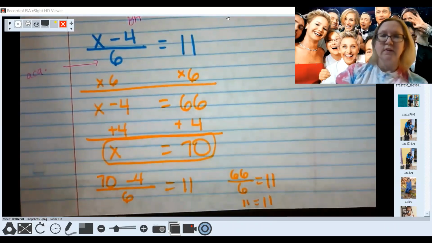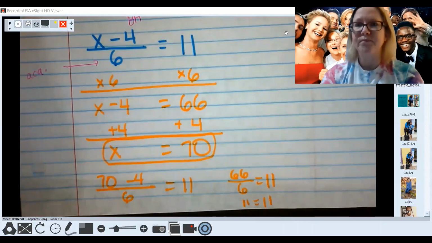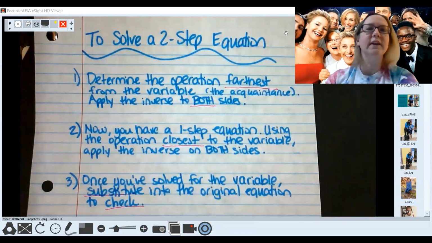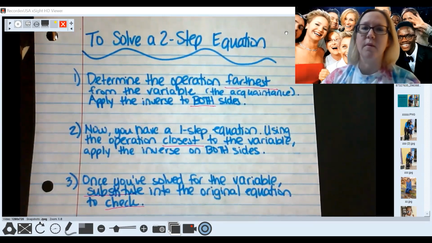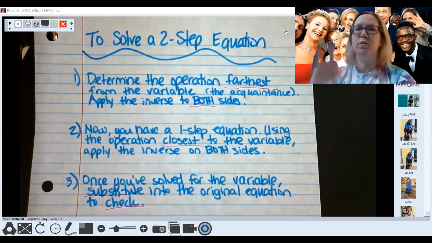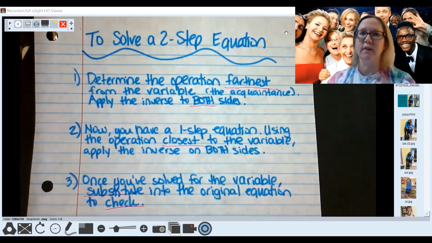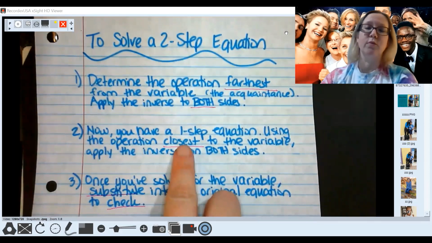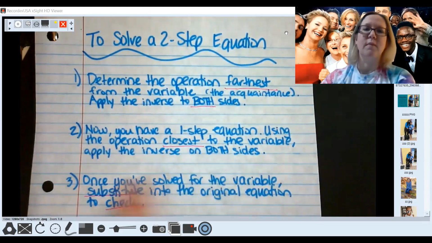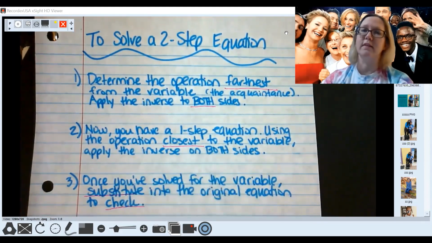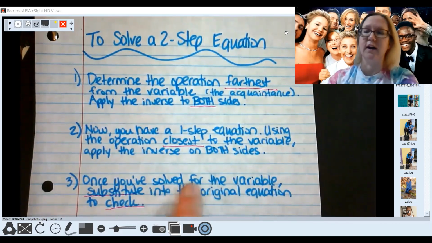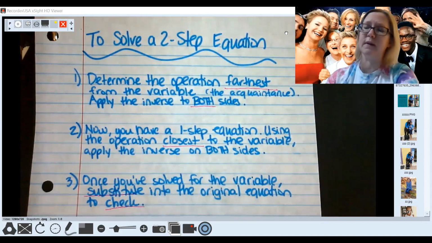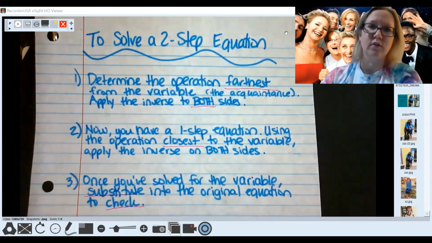Okay, so just a quick recap on how to solve a two-step equation. Remember, the first thing you want to do is determine the operation that is farthest from the variable, the acquaintance, and apply the inverse on both sides of the equation. Next, that leaves you with a one-step equation, and using the operation that was closest to the variable, you'll apply the inverse on both sides. And then lastly, once you've solved and you've gotten your answer, you'll substitute that answer into the original equation to check your work.